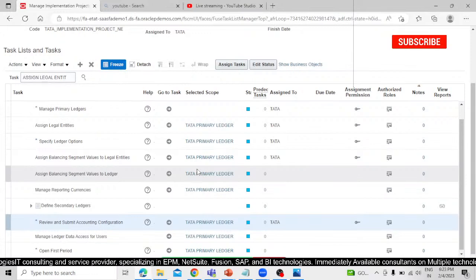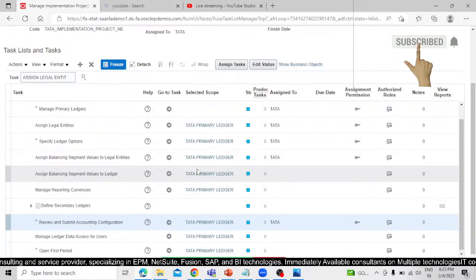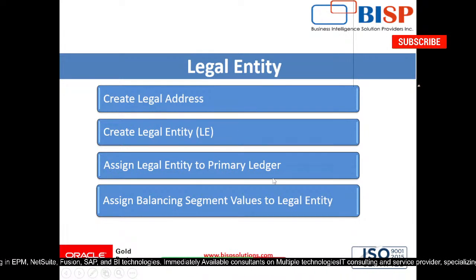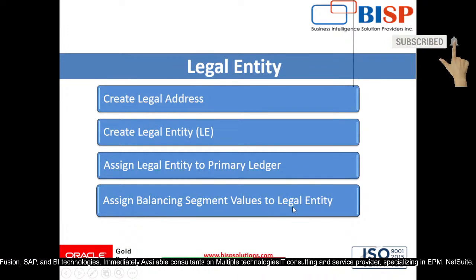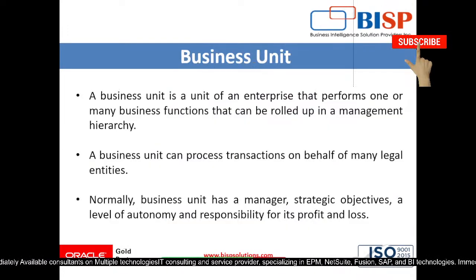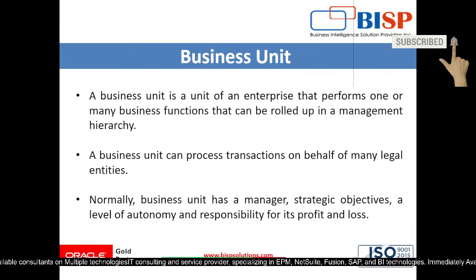So now I'll move to our slide. Legal entity: we have created the legal address. After that, we created the legal entity. After that, we assigned the legal entity to our primary ledger, and our last task was assigning the balancing segment value to our legal entity. So these are all the tasks related to our legal entity. Now let's move to our next slide, and the next topic is business unit. So what is a business unit?